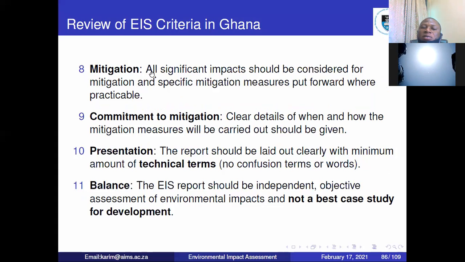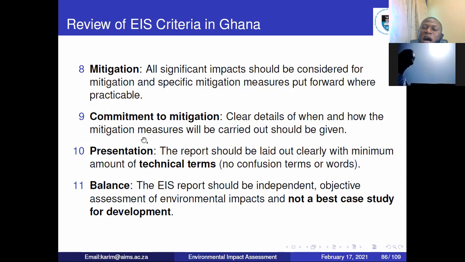Then mitigation. All the significant impacts should be considered for mitigation, and specific mitigation measures put forward where predictable and practicable. So outline all your mitigation measures and the alternatives. Then you also have to state your commitment. How sure are you? Are you really committed?